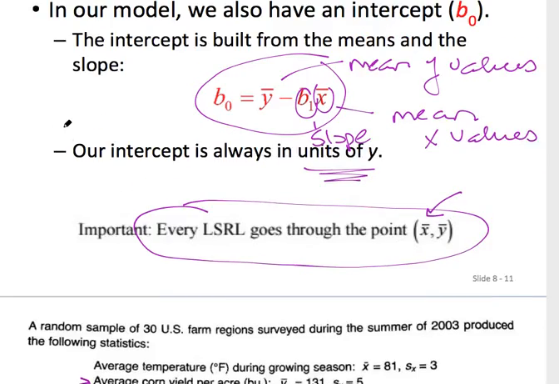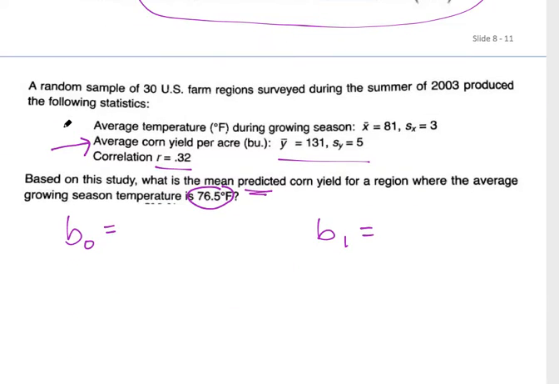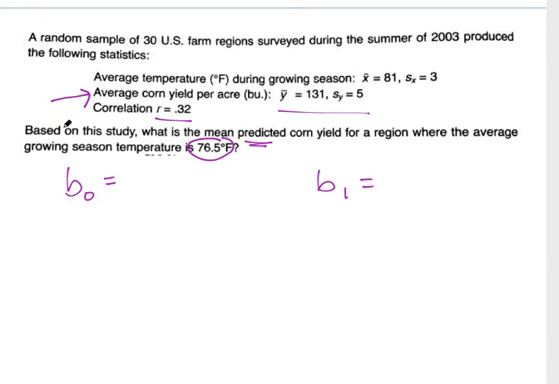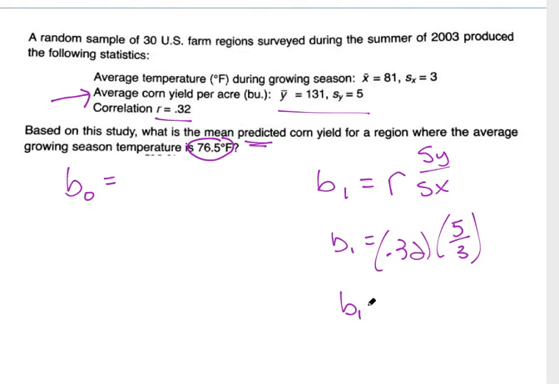Let me just look back at this. Okay, so the slope is B1. So the slope is going to be R SY over SX. The R is 0.32. I love these plug and chug kind of formulas. SY is 5 over 3. So B1, using your calculator, is 0.533.